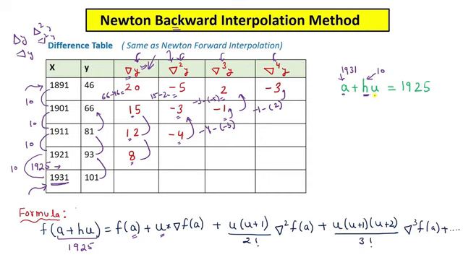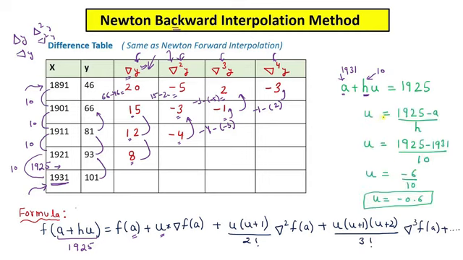Okay, so now we can find the value of the u. So your u will be equal to 1925 minus this a value upon this h. And if we put a equal to 1931, we are getting u value as minus 0.6. Okay, so this way we can find the value of u using all these values. Now we can put all these values of the various parameters in this given formula, and we can find the population at f of 1925, right? So f of 1925 can be written as, for example, y of 1925. So I will be using this convention.